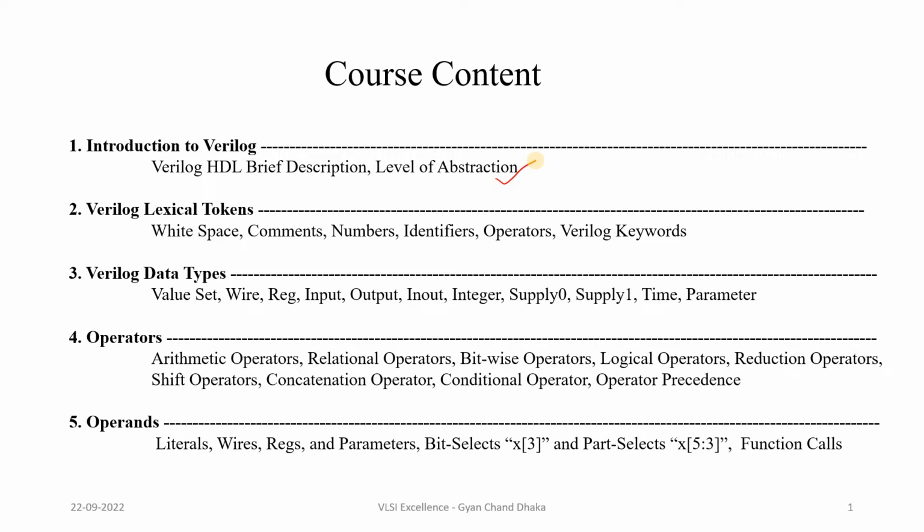And in the next module, we will be covering operands. Operands are nothing but the entities on which a particular operation has to be performed. Examples would be literals, which constitute our strings and numbers, and then we can have wires, register data, parameters, bit select and part select of a particular signal, and functions.